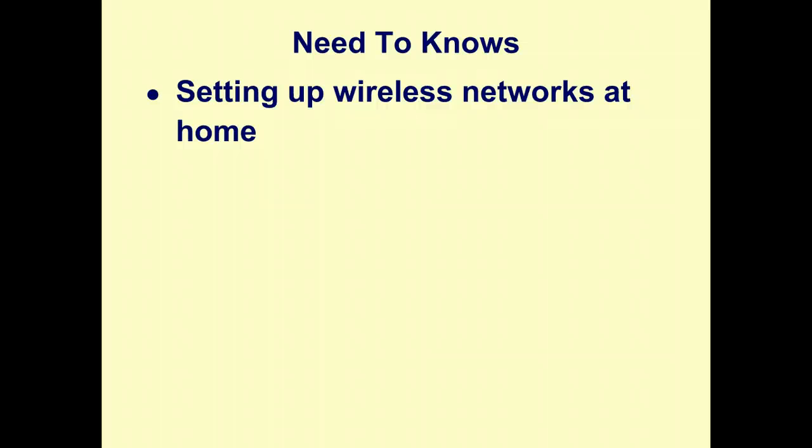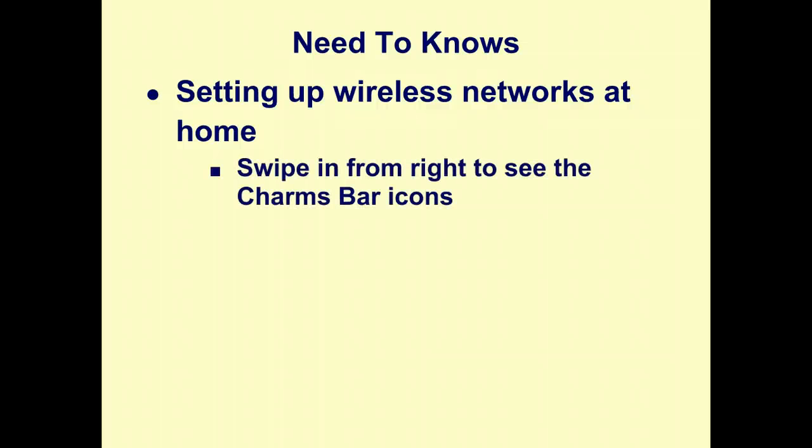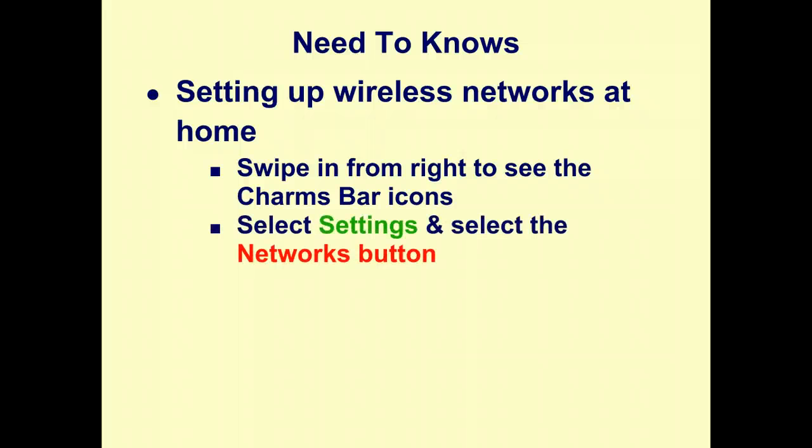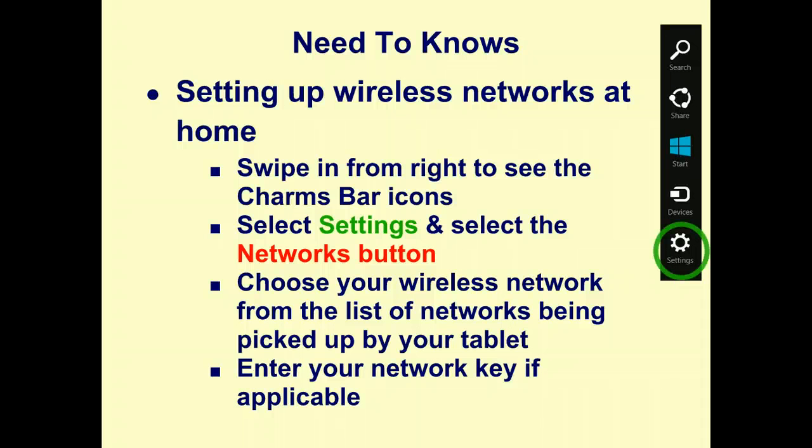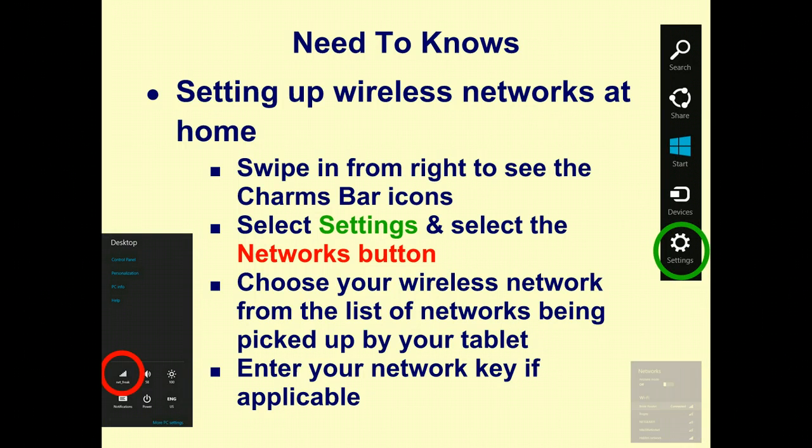Setting up your wireless network at home, you're going to swipe in from the right to see your Charms bar icons. Select the Settings button and then the Network button. Choose your wireless network from the list of networks being picked up by your tablet. If your network is secured, please enter your network key. If it is unsecured, you should be able to get onto the network.